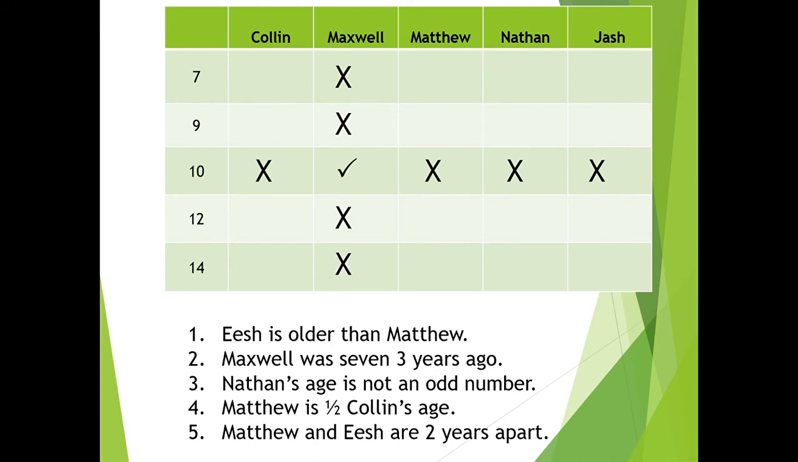Number 3: Nathan's age is not an odd number. So that means we cross out 7 because 7 is odd, and we cross out 9 because 9 is odd. So Nathan's age is maybe 12 or 14.